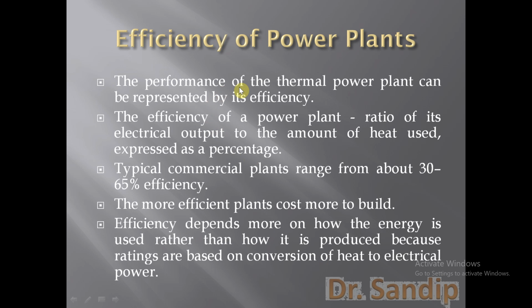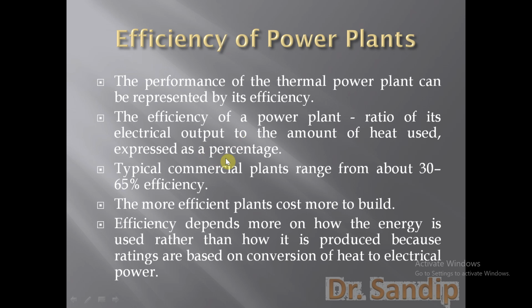The efficiency of a power plant is again very important. The performance of the thermal power plant can be represented by its efficiency. In general, we know that efficiency is nothing but output divided by input. So if we talk about the efficiency of a power plant, it is the ratio of its electric output to the amount of heat used. You are giving heat as an input. So heat is the supply. That's the input, and if you take the ratio with the electrical output, we are getting the efficiency.